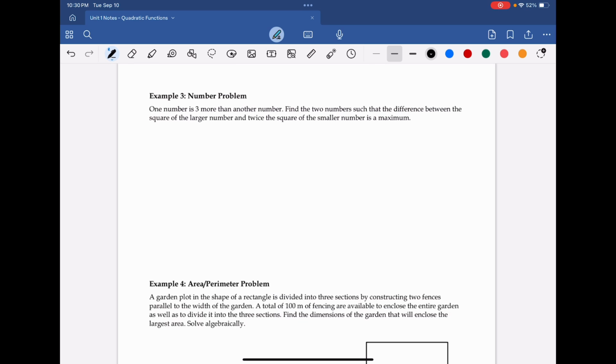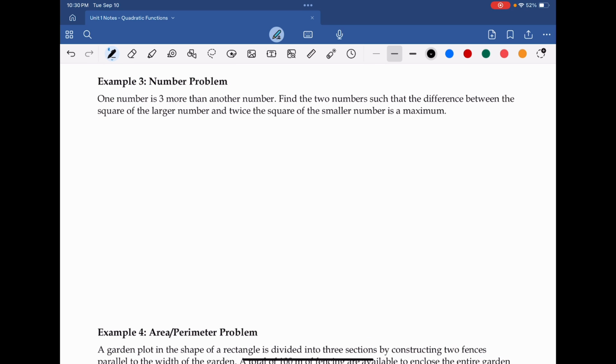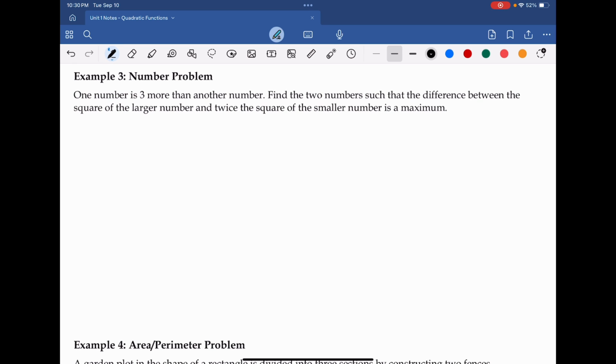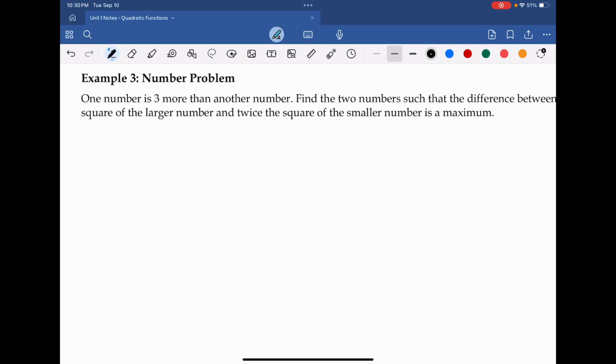All right, let's flip our page here. So example 3, we're now going to deal with a number problem. So rather than an economics problem, now it's more of just standard math, using maybe integer values to help us solve problems. Here's the outline of the problem. One number is 3 more than another number. Okay, let's break that down. One number, let x be the first number.